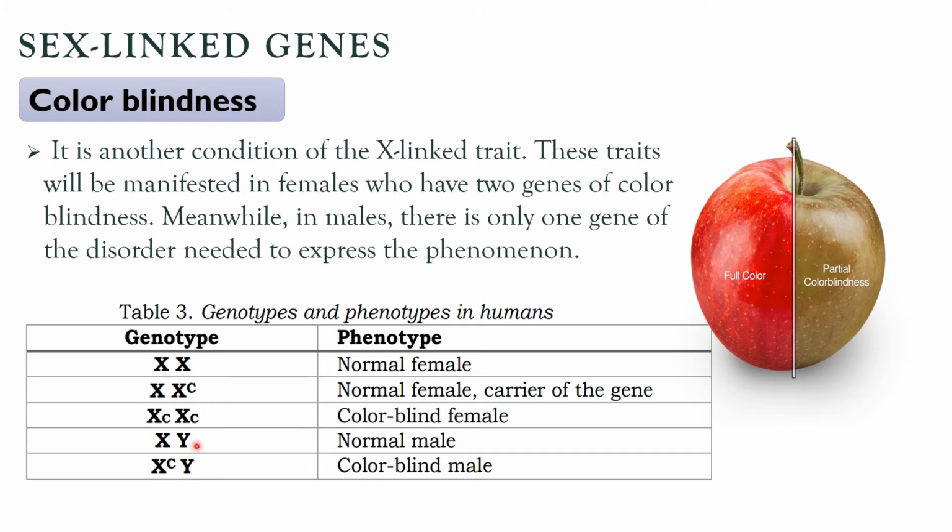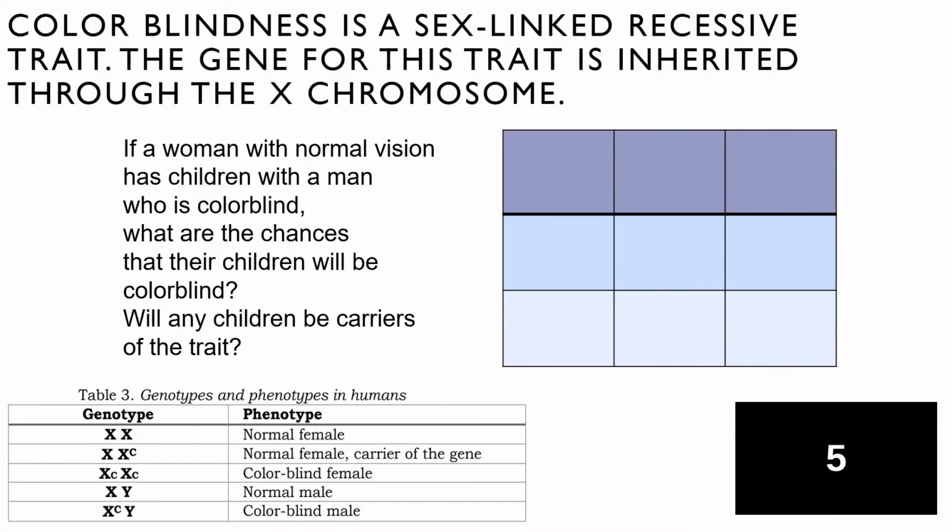On the other hand, this is the sex chromosome of a male. If no traits are carried by those sex chromosomes, it's a normal male. But if the X of the sex chromosome of the male carries colorblindness, therefore the male is colorblind, because colorblindness is only carried by the X. Colorblindness is a sex-linked recessive trait. The gene for this trait is inherited through the X chromosome.